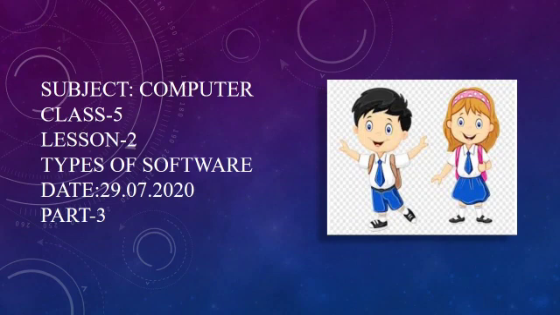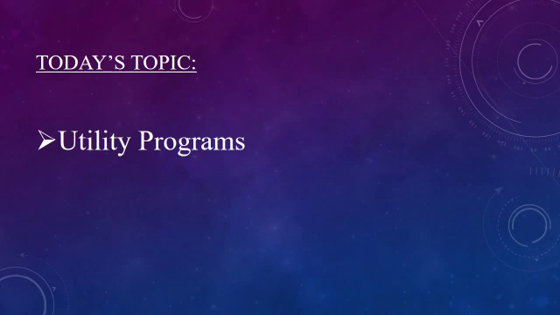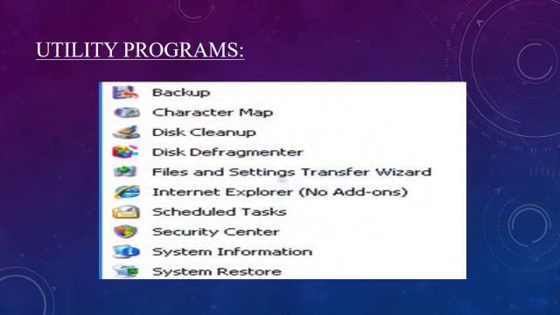Let's start lesson number 2, Types of Software, Part 3, children. Today's topic is Utility Program. Children, let us read. Utility Programs. Utility software performs specific tasks usually related to managing a computer, its devices, or its programs.